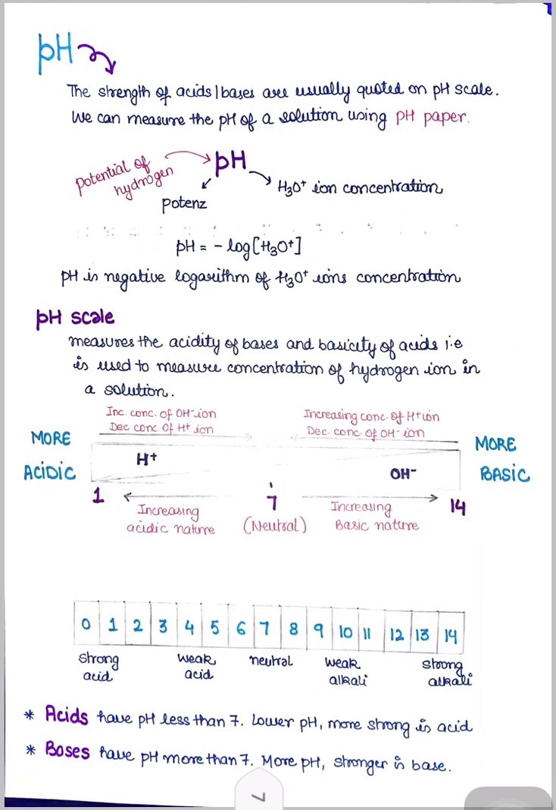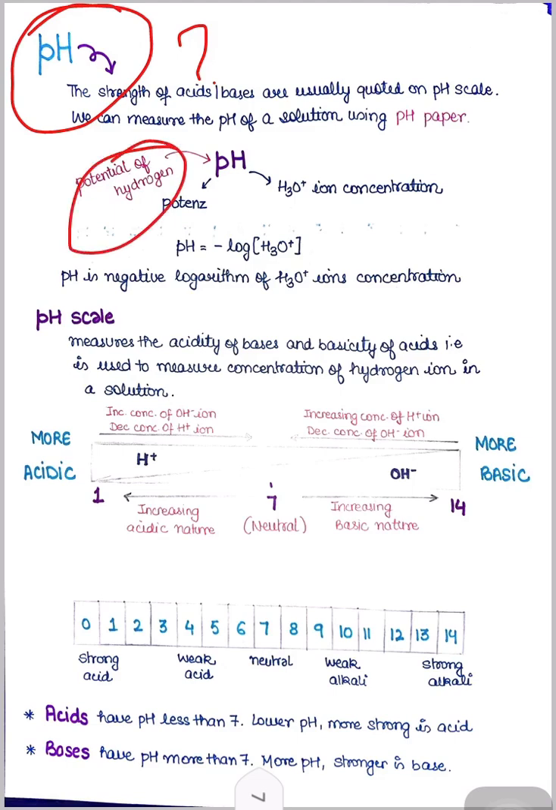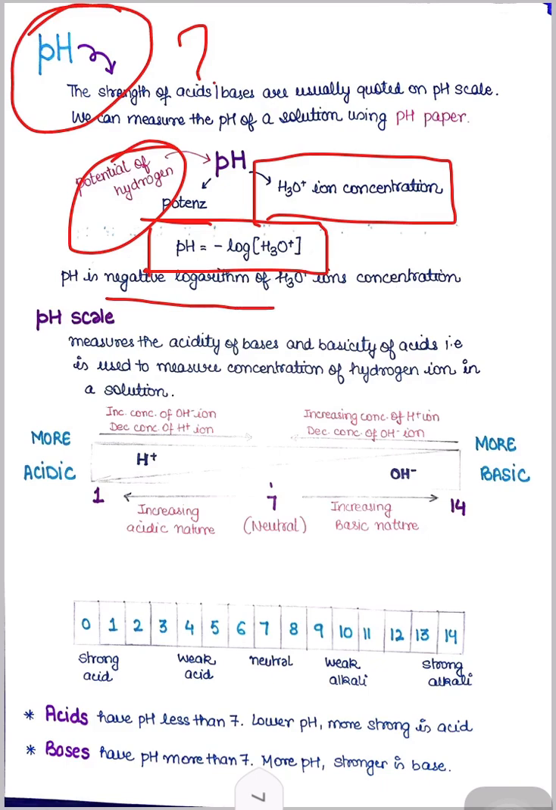Moving forward, the next topic is pH. Now the question is, what does the word pH mean and what is it used for? pH actually means potential of hydrogen. Here P denotes potence, which means potential, and H denotes hydronium ion concentration, that is H3O positive ion concentration. Its formula is written as pH equals minus logarithm of H3O ion concentration. So we can define pH as the negative logarithm of hydronium ion concentration.